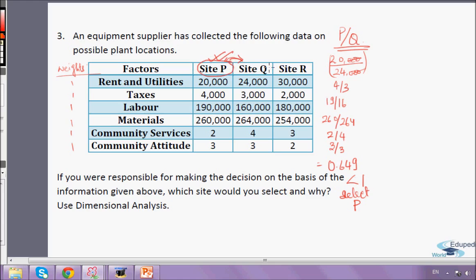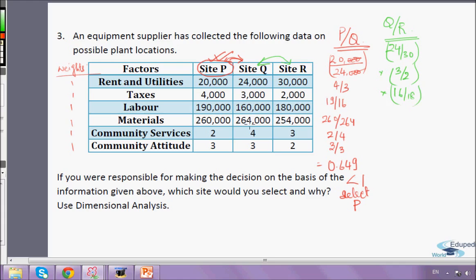Okay, now let's compare sites Q and R. When we compare Q and R, we'll again take the ratio of Q divided by R, and this time it will be 24 by 30. The first factor will be 24 by 30, multiplied by the next one, which would be 3 by 2, because it's 3000 by 2000, so it will be simply 3 by 2, and that will be multiplied further by 160 over 180, or 16 by 18.